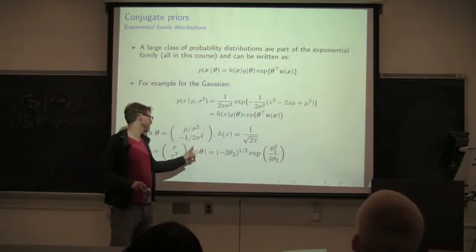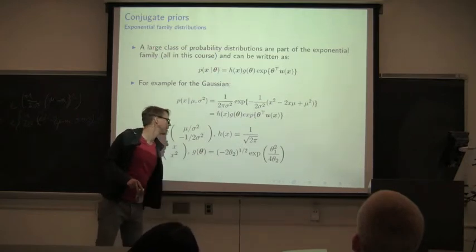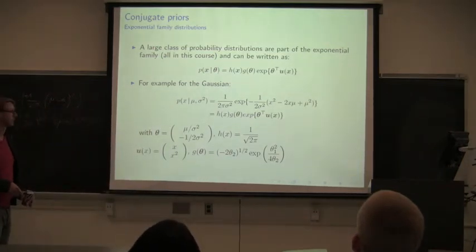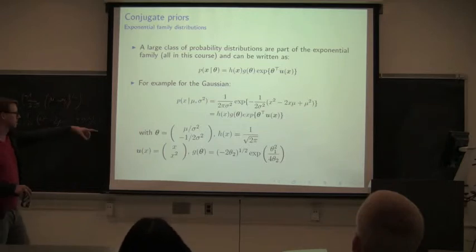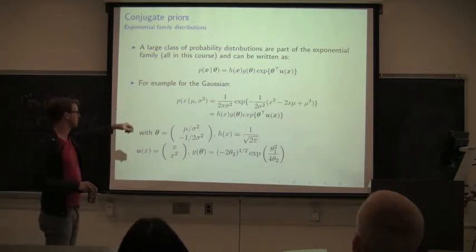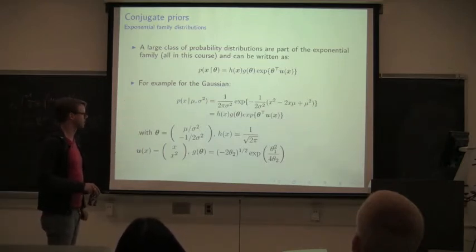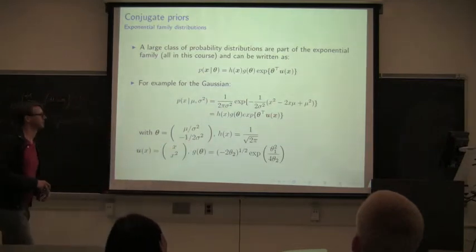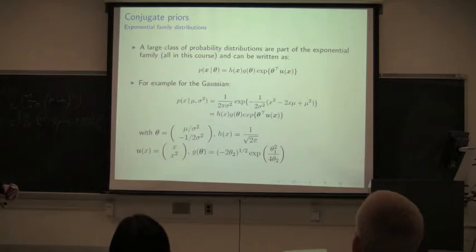And a function g of the parameter. Then we get back the Gaussian. Right? So if we just plug this all in, factorize it out, then we get the normal distribution back. If we plug in these for theta, it's just reorganizing things a bit.